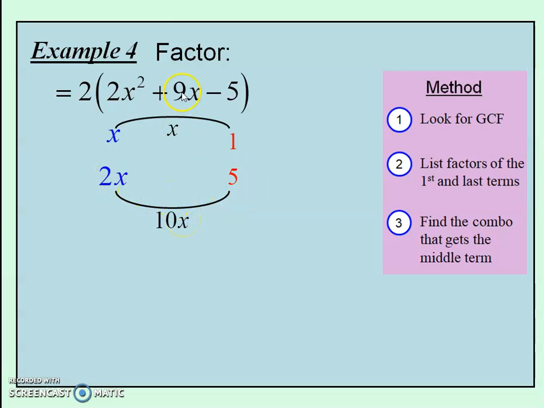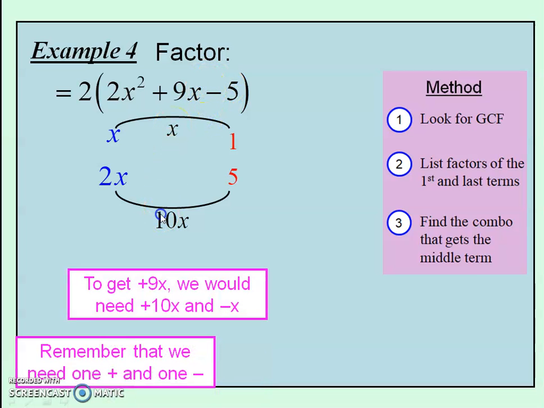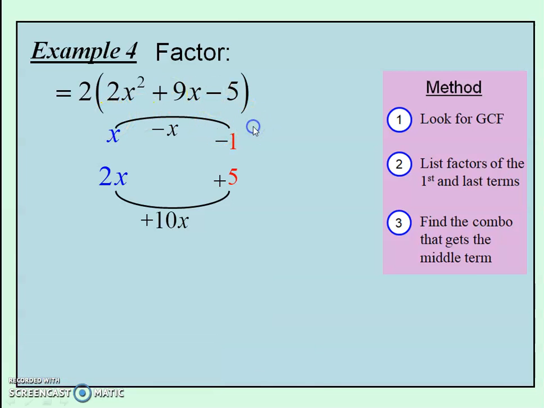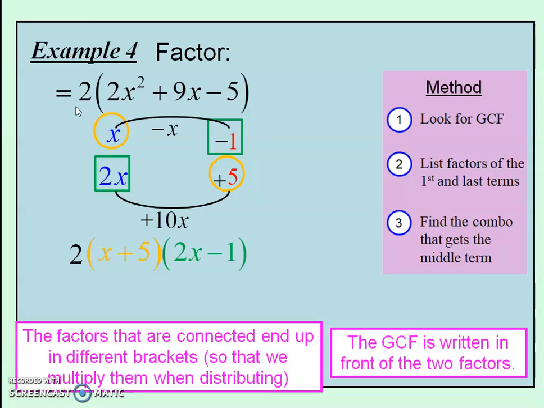There is a way to get to positive 9 from that. Remember that with one positive and one negative, I need one of each to get that negative 5. I would have to have negative 1x and positive 10x. That negative follows this line. It's going to make this a -1, and the positive 10x is going to follow this arc and give me a positive 5. And remember that the ones that are connected end up in opposite brackets. So that means that the x and the plus 5 end up together, the 2x and the -1 end up together. And when I write those factors down, I have to remember to write that GCF outside. That is part of the answer.